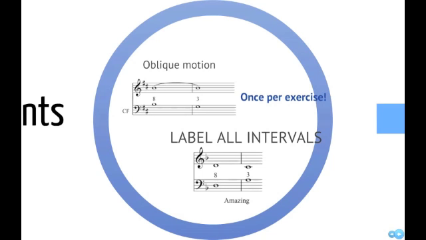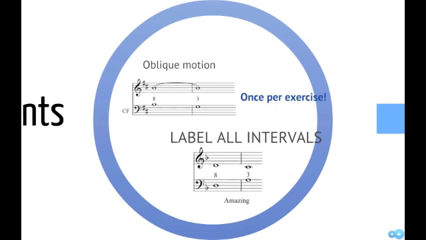We will allow one instance, just one instance, of oblique motion in your first species counterpoint examples. And what that means is you can tie one note across the bar line in an example. Just one, as you see there.